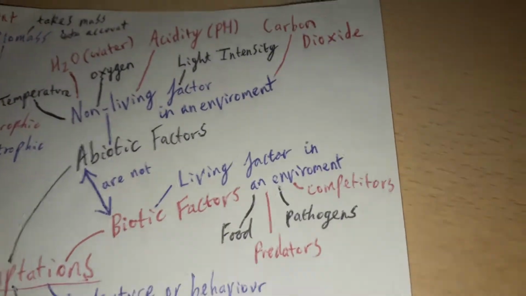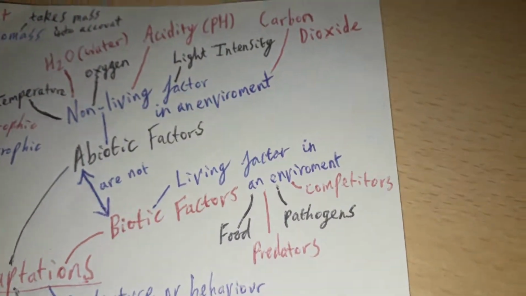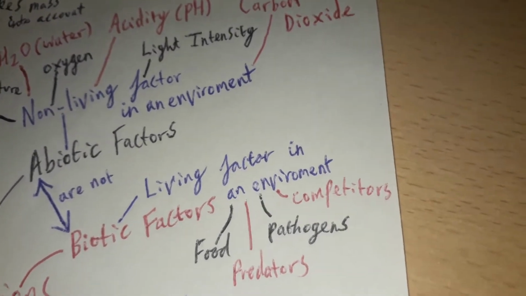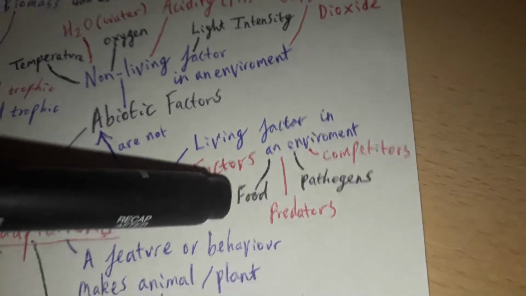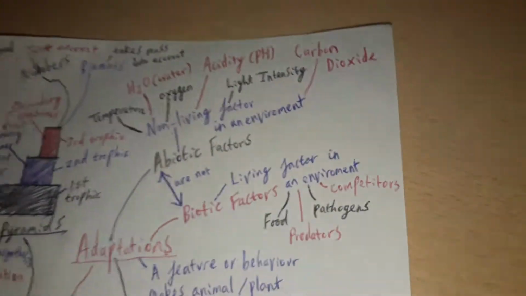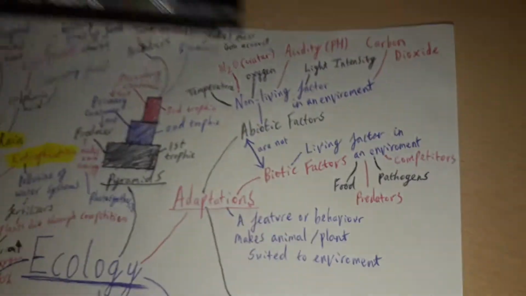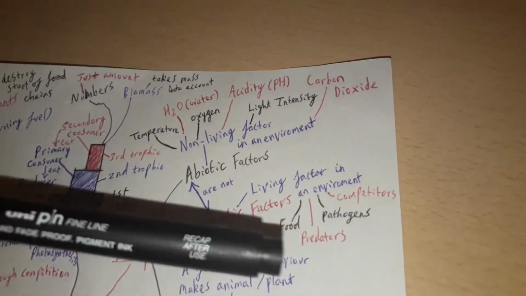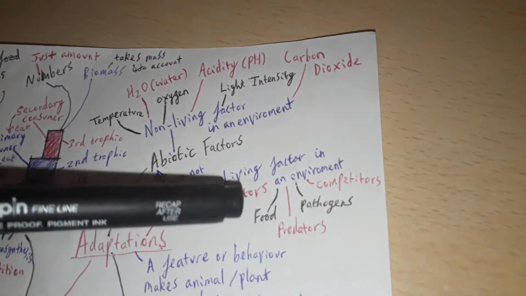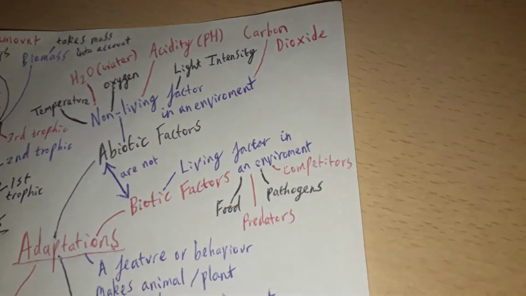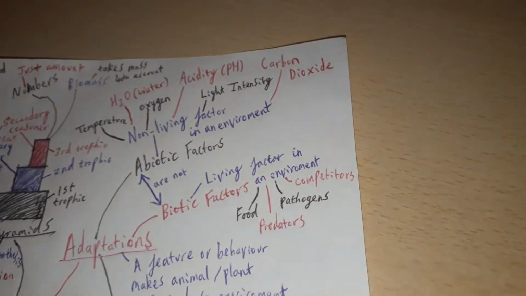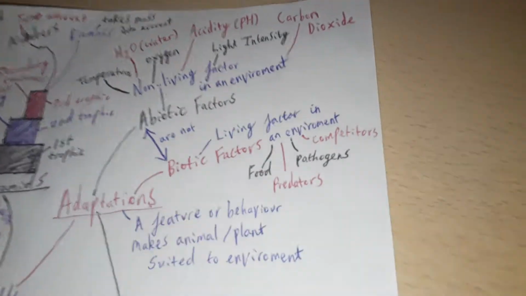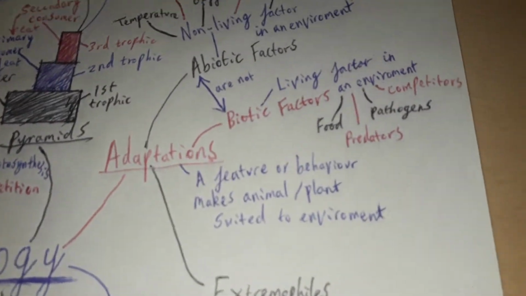Next, let's look at biotic factors. These are living factors in the environment, for example food, predators, pathogens, and competitors. There's going to be a predator in the environment, and maybe they've got to adapt to survive that. There's also food in the environment, so they've got to adapt to be able to get the food. Even if they're predators, they've got to be able to catch it. Another thing is pathogens, so they want to adapt to survive against them. Competitors we'll move on to later, when we look at competition.